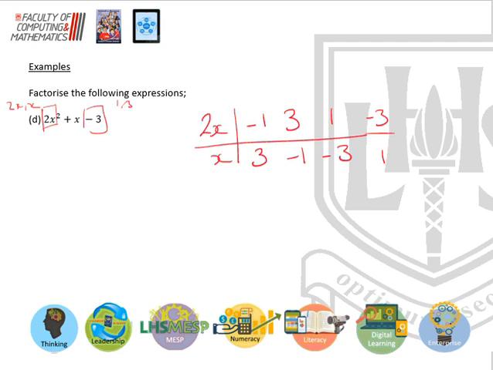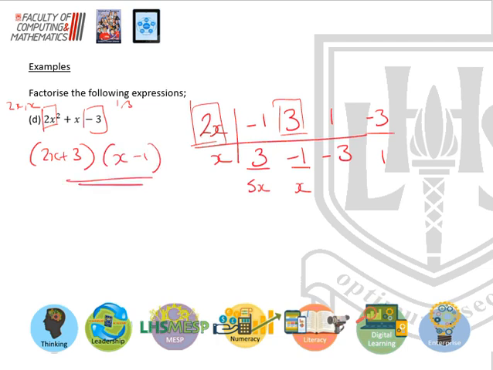2x times 3 is 6x, x times -1 is -1x, 6x minus 1x is 5x, no good. 2x times -1 is -2x, x times 3 is 3x, 3x minus 2x is positive x. Brilliant, that's me done. Okay, so 2x goes with a positive 3, and x goes with a -1. Okay, that's your final answer.